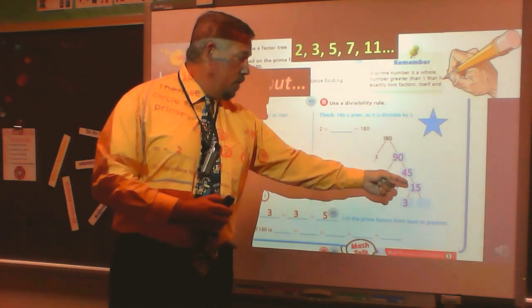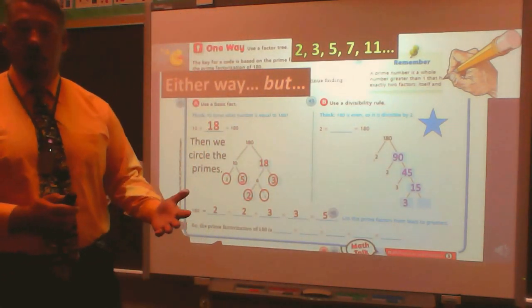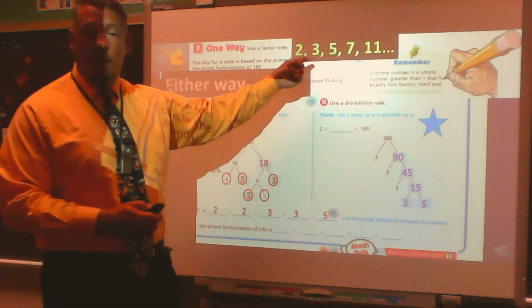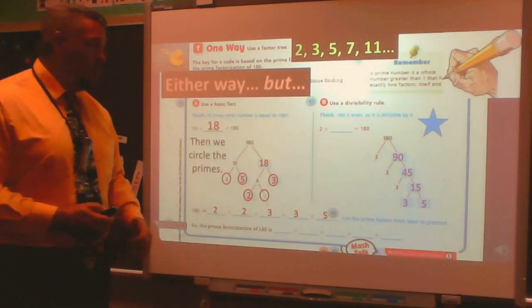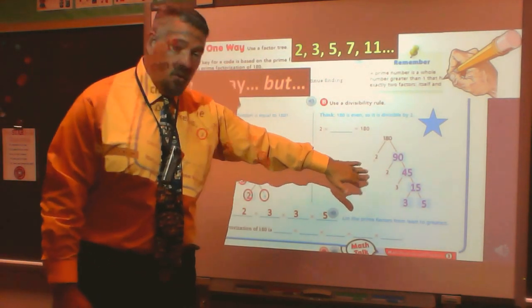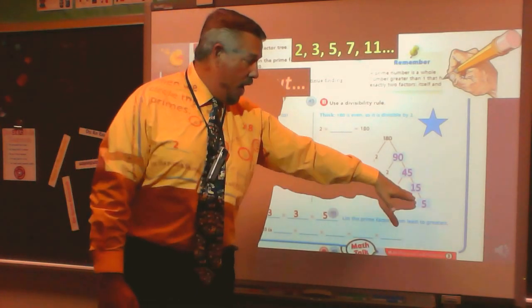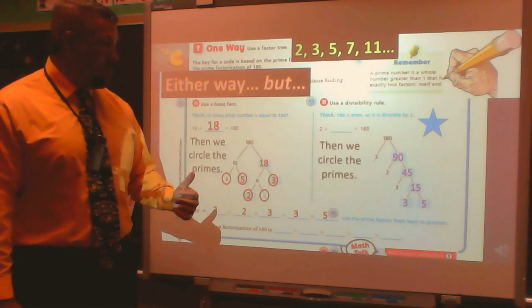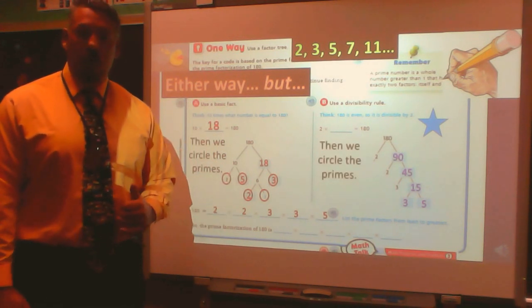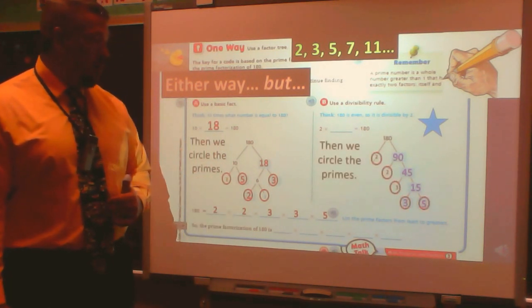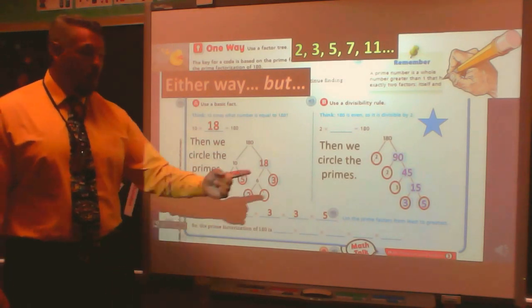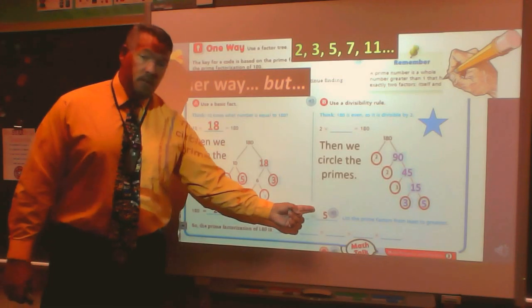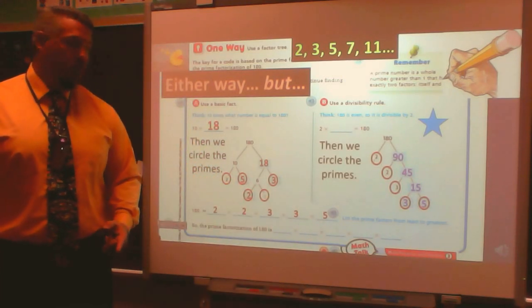And 3 will indeed go into 15. How many times? 5 times. And that 5 is on my first 5 primes list, 2, 3, 5, 7, 11. So I'm left with a 2, a 2, a 3, a 3, and a 5, and everything at the end of each branch tells me that it has to be a prime number. So I circle each of those primes, and then I look. By doing it that way, it automatically puts it in the order that my answer needs to appear in.